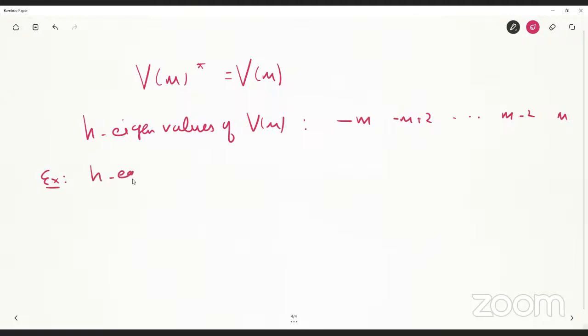If you compute the H eigenvalues of V of M dual, this is just going to be the flip of this: M, M minus 2, etc., down to minus M plus 2 and then minus M. So basically the dual of this is going to be this. Basically the dual here, if I take V of minus M, then that will map to V of M.